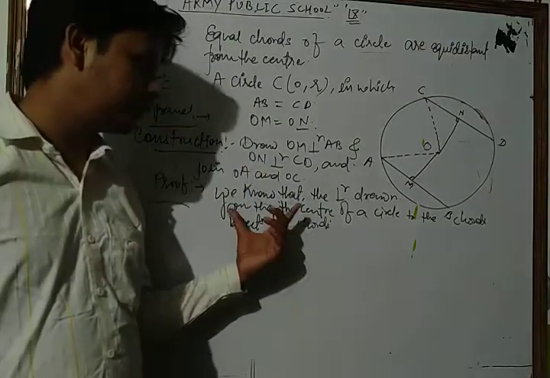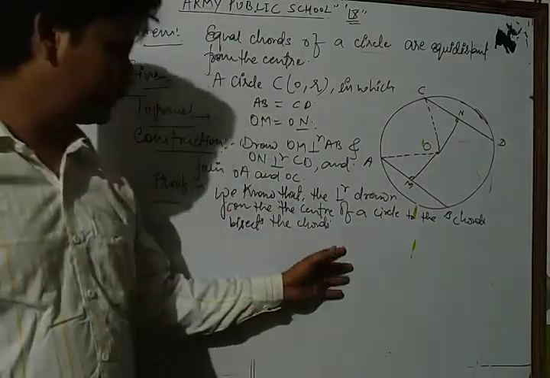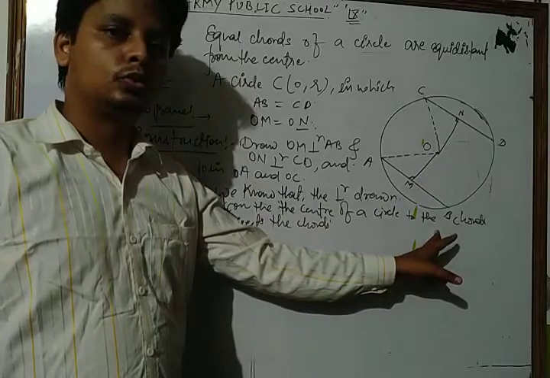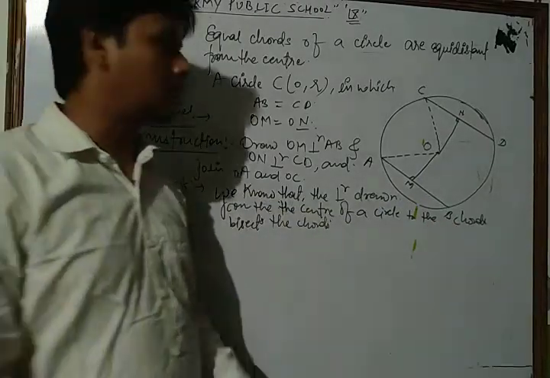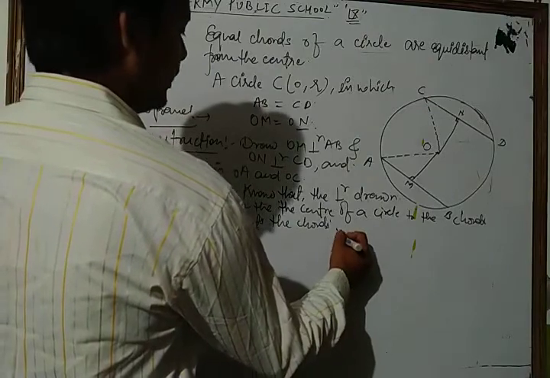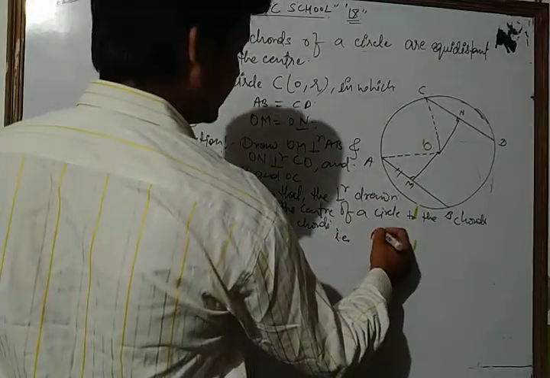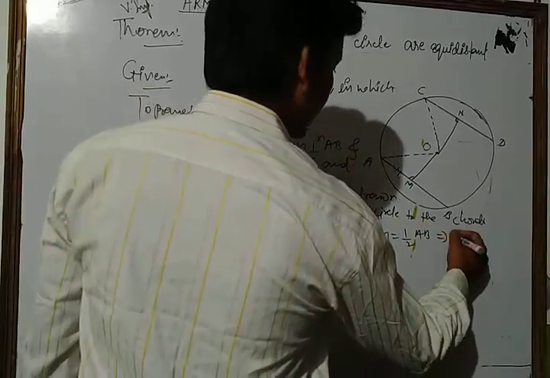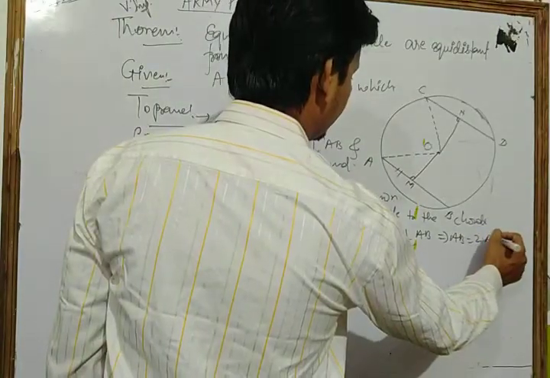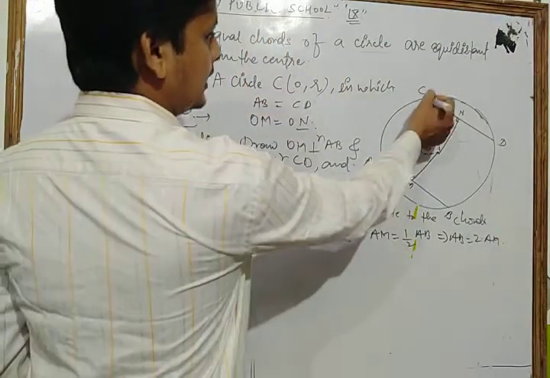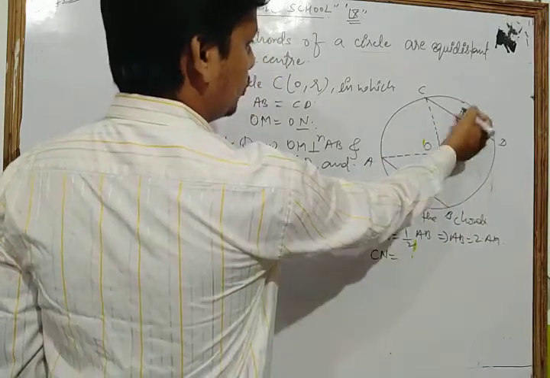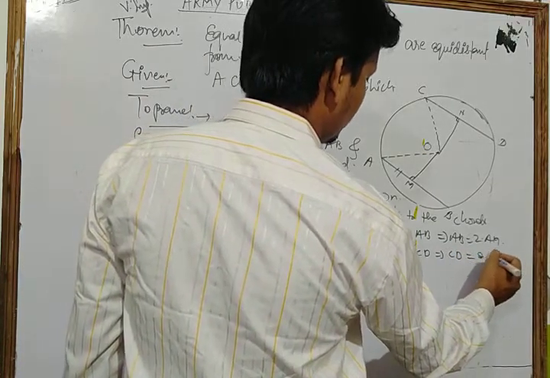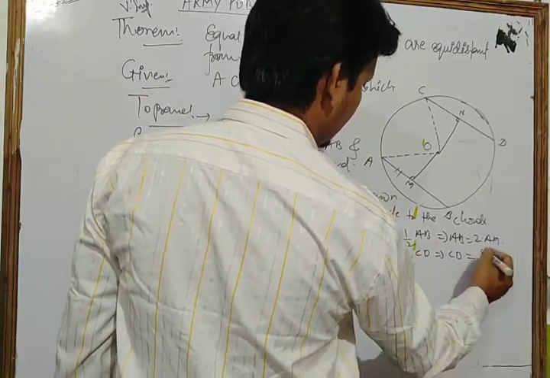So dear student, we write the whole statements here. We know that the perpendicular drawn from the center of a circle to the chord bisects the chord. So we have AM is equal to half of AB, that is, AB is equal to 2 times AM. And CN is equal to half of CD, so we get CD as 2 times CN.